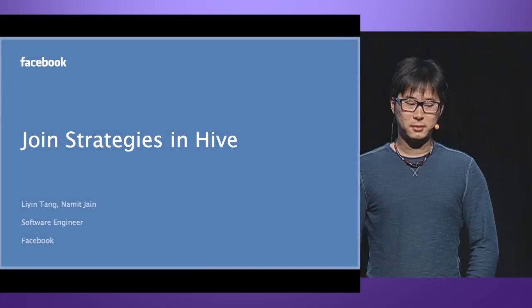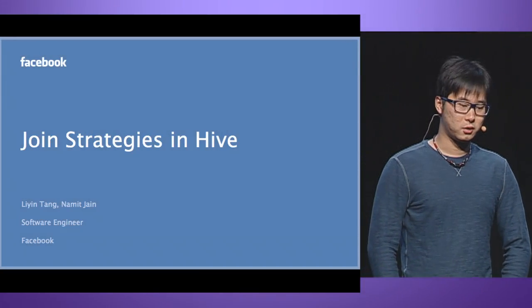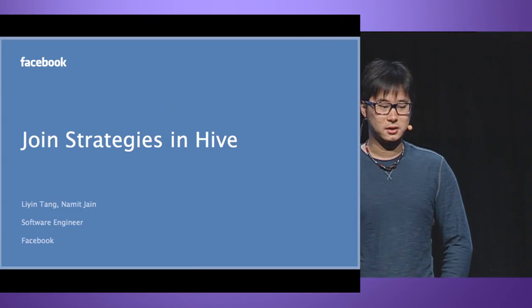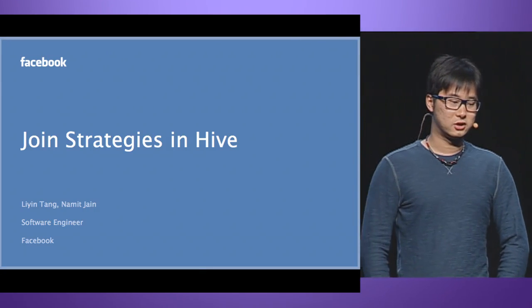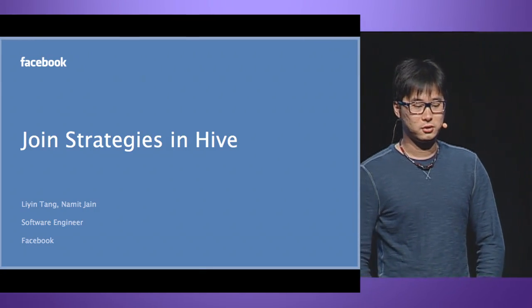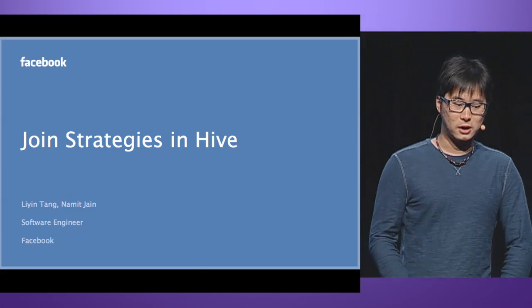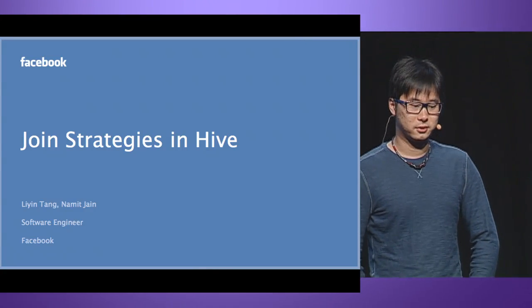I think most people know what Hive is. Hive is basically a SQL compiler which compiles the SQL query to a MapReduce job and submits it to the Hadoop cluster to run. Millions of SQL queries are run in our cluster every day, and we can see join is the most expensive operation. So here's the motivation: we try to optimize join as much as possible.